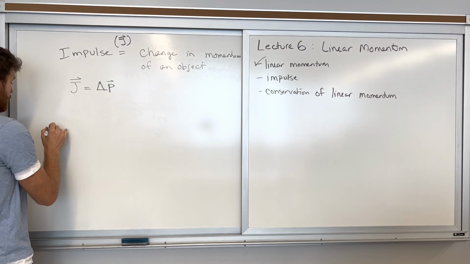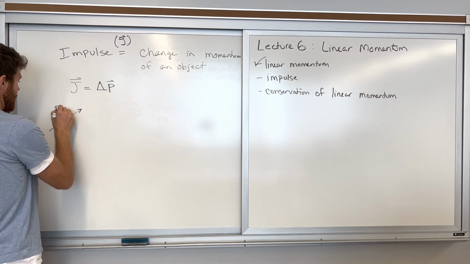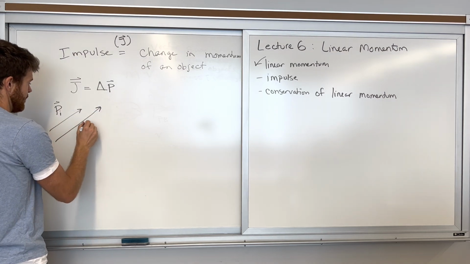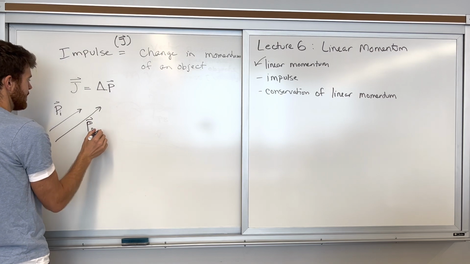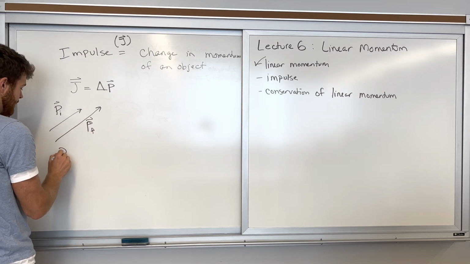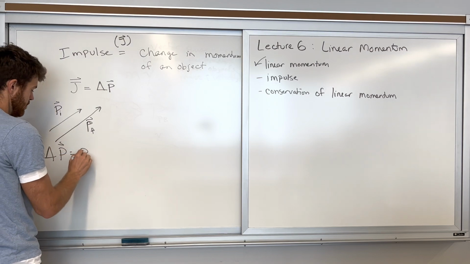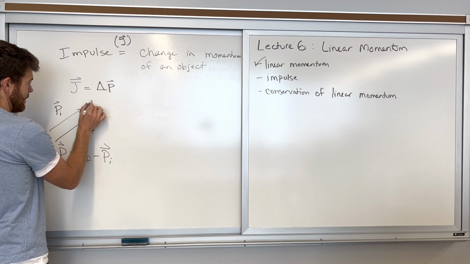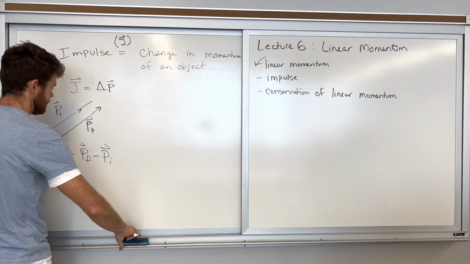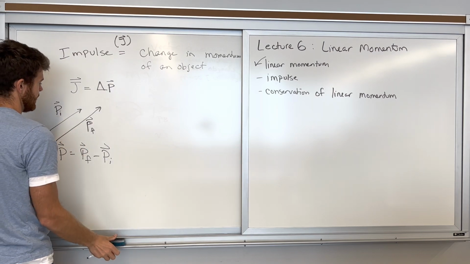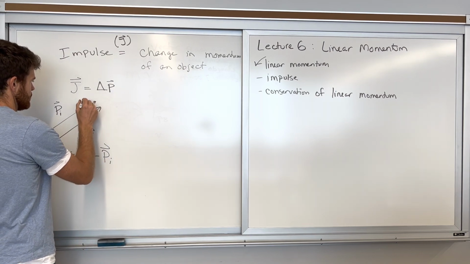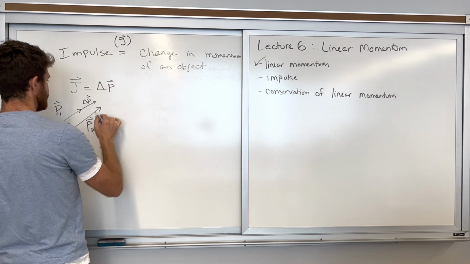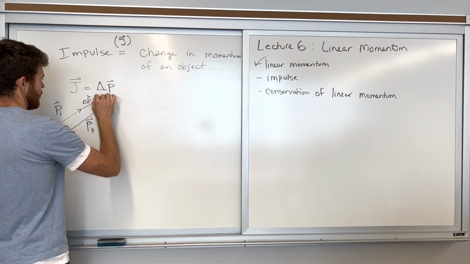And so whatever direction, say the initial momentum of an object is in that direction, and the final momentum of an object is in this direction, then the change in momentum is equal to this vector right here. So if that's the change in momentum, that means the impulse, which is the same thing, points in that same direction.